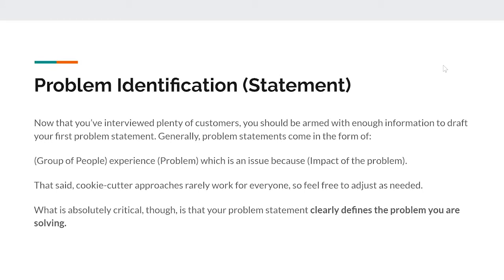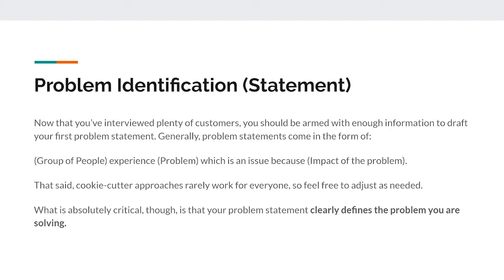So now that you've interviewed plenty of customers, theoretically you should be armed with enough information to draft your first problem statement. Problem statements are those things that anyone who's ever taken a class in entrepreneurship has been introduced to before. If you've come to the Student Startup Center, if you come to our events, you've probably heard us mention it, heard someone else talk about it, and surely seen someone deliver one.